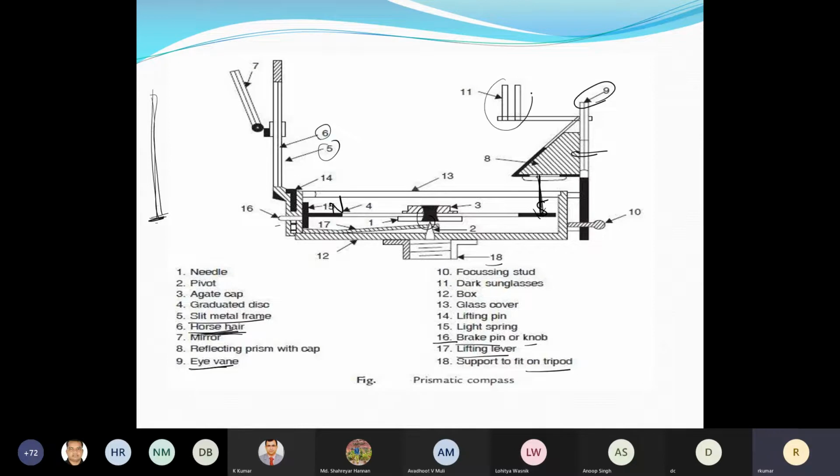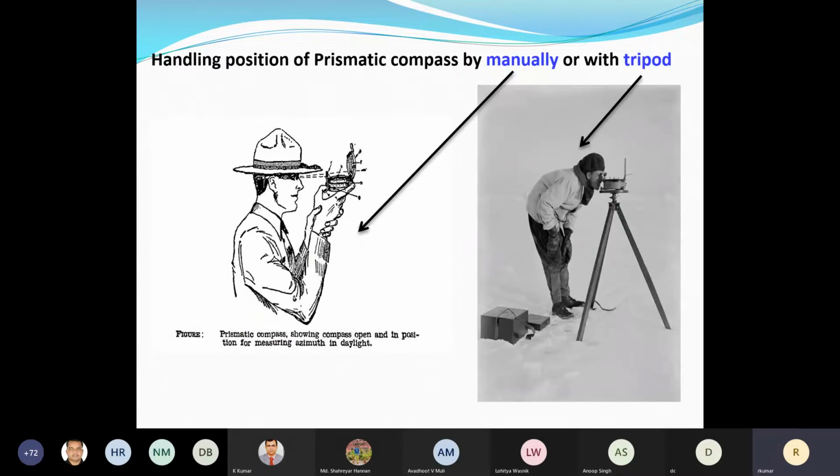If you see the 11 number, here are the dark sunglasses. If there is sunlight, I can adjust them. So this is a very handy instrument. We can use it. And what is the least count of this instrument? It is called 30 minute. Please remember, 30 minute is the least count of the prismatic compass. Now you see, I can use it with the hand to see manually, and I can fix it on the tripod. So see, the person is taking the reading on the tripod.